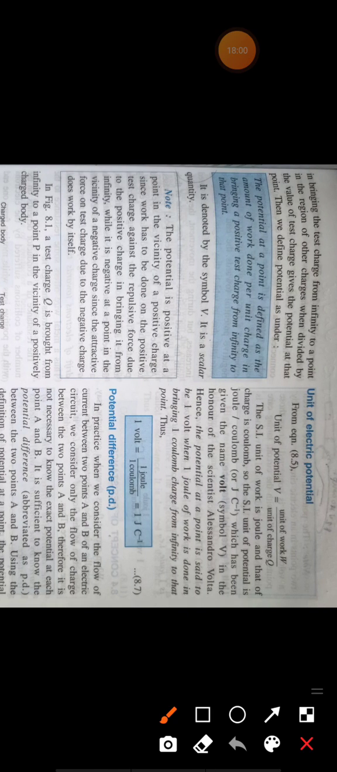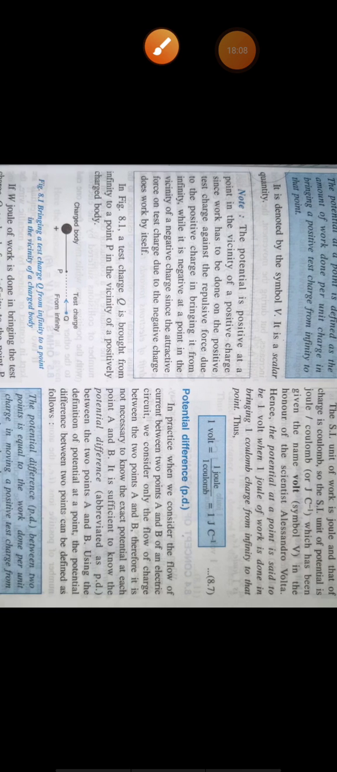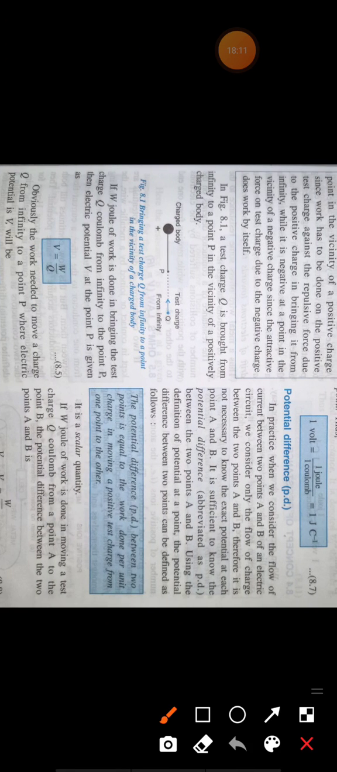So just remember potential. The definition of electrostatic potential is the potential at a point, defined as the amount of work done per unit charge in bringing the unit positive test charge from infinity to a point. So that means we have to bring a unit positive charge. The test charge should not be negative, and test charge means a very small amount of charge, from infinity to a point P.